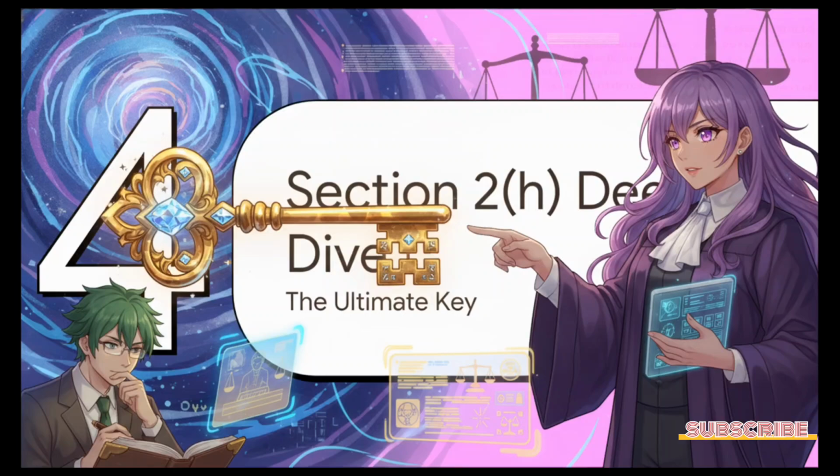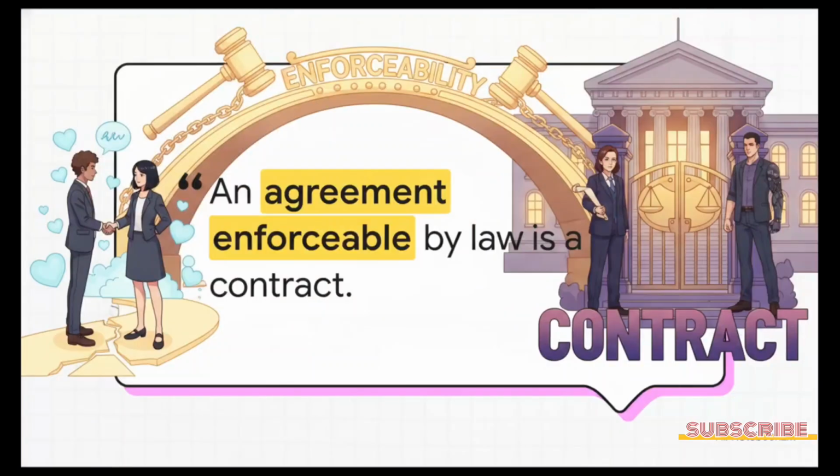Deep dive into Section 2H. Section 2H of the Indian Contract Act states simply, yet incredibly powerfully, an agreement enforceable by law is a contract. I really want you to let those words sink in. It brilliantly illustrates the massive, gaping legal void between a mere agreement and a valid contract. The magic bridge connecting those two concepts? It's that word right there, enforceability.